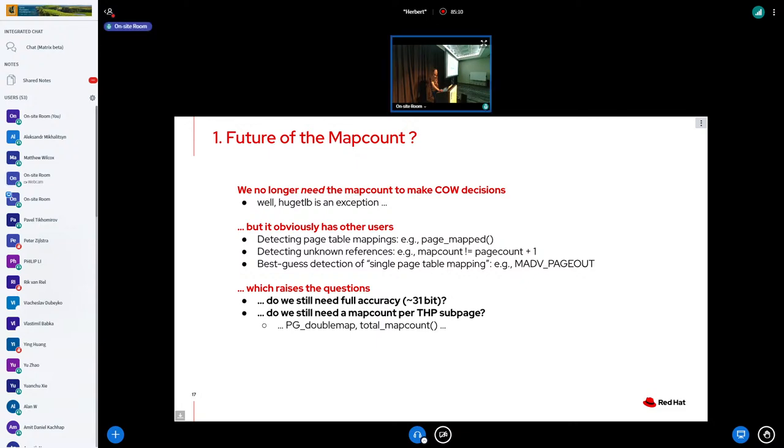So my hope is actually to do away with, or at least significantly shrink, map count. And so we just get to a saturated map count and give up trying to keep an accurate count. I'm not sure we're going to get there. I think I may have overlooked something important, but that's where I'm currently looking. That would let us.